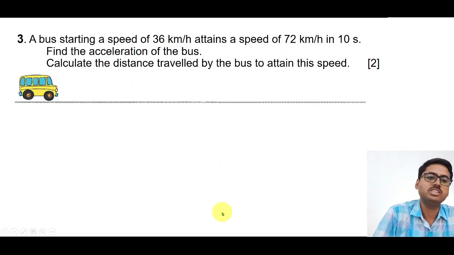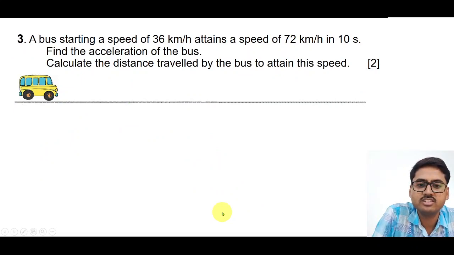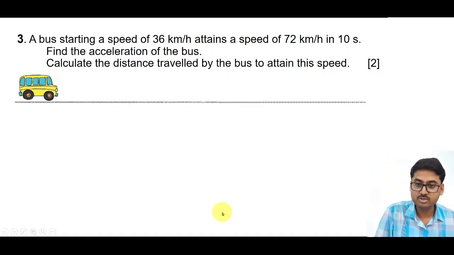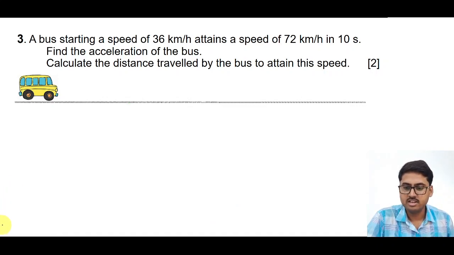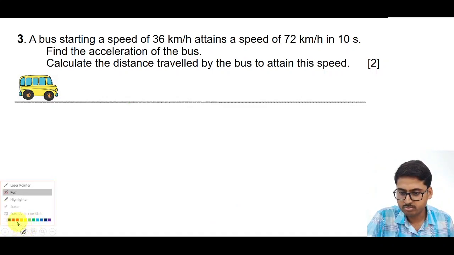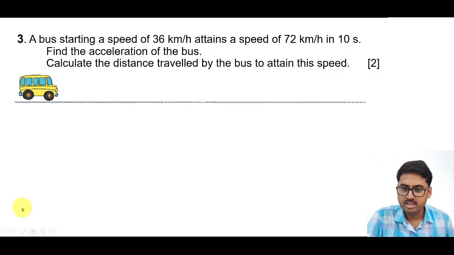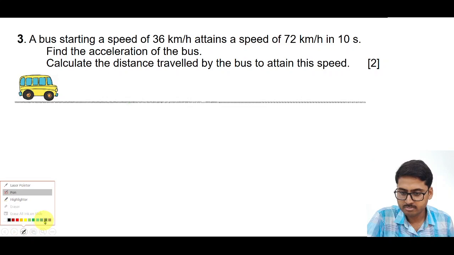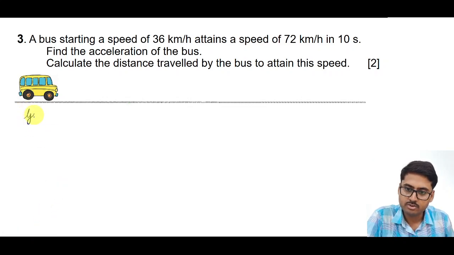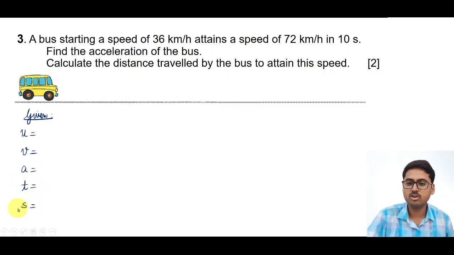Question number 3 is based on Newton's 3 equations of motion. I hope you have practiced enough. Now, the moment you find the question is based on Newton's 3 equations of motion, the first thing that I ask my children to do is write the given information. Given, and you can make a column over here: u, that stands for initial velocity, v, that is final velocity, a, that is acceleration, t, that is time, and s, that is distance or displacement.